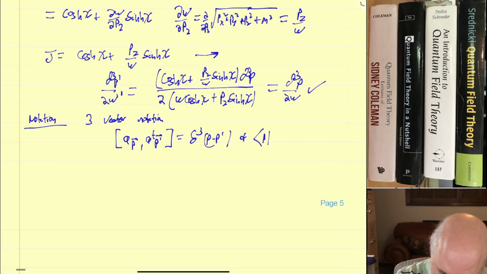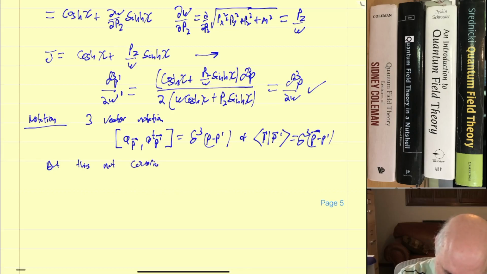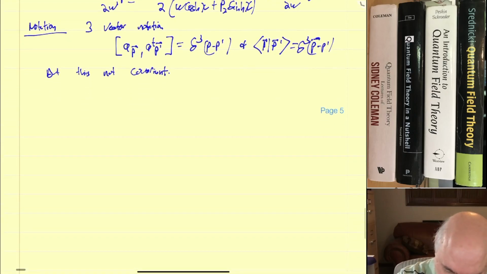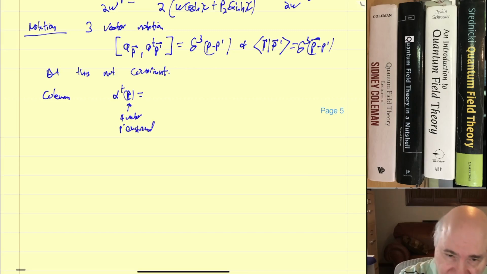And for the states, okay, but this is not covariant. So many books use a relativistic covariant notation, but they might use the same letters, A and A dagger. That's what you have to be careful for. Coleman is the only one I know that actually uses two different notations. He defines alpha dagger of P, and this P is a 4 vector, but P0 is constrained by the usual mass shell condition.